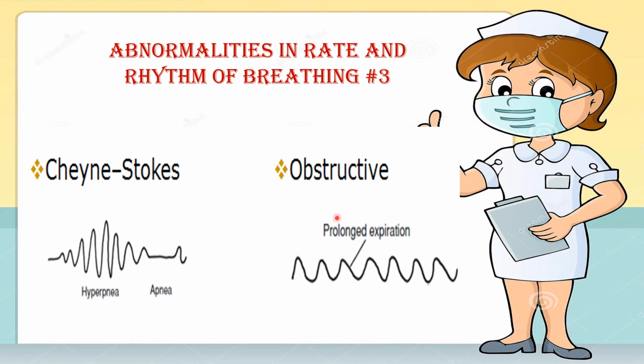Another here is obstructive breathing. During obstruction in lung disease, expiration is prolonged. There is prolonged expiration due to narrowed airways that increase the resistance to airflow. Causes include asthma, chronic bronchitis, and chronic obstructive pulmonary disease.